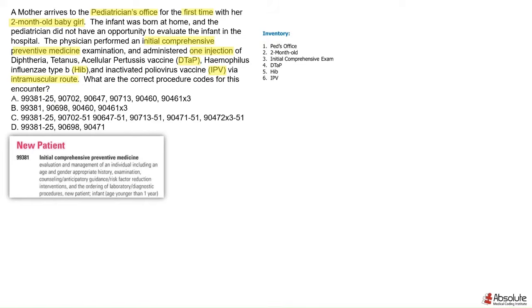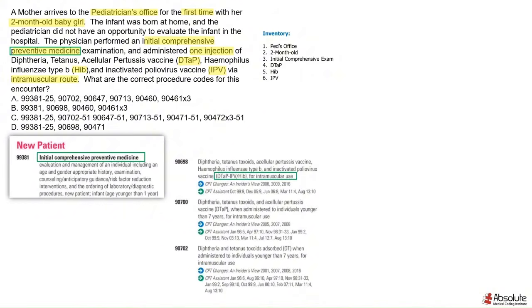So let's look at what option C, D, A, and B are coding for. First, they have coding for 99381, which is an evaluation and management code. Now, this is a periodic patient's visit code and yearly examination code. So 99381 is for initial comprehensive preventive medicine evaluation and management. And yes, the patient is here for the first time as well. So let's look into the remaining codes.